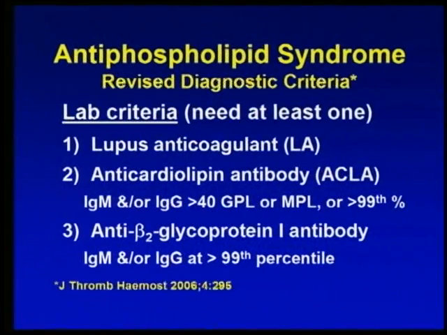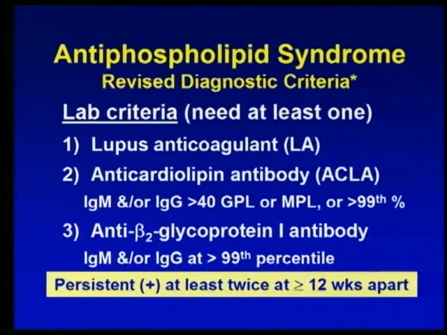The presence of a lupus anticoagulant and/or the presence of anticardiolipin antibody of either the IgM or IgG isotype at greater than 40 GPL or MPL units or greater than the 99th percentile of the normal range, or anti-beta 2 glycoprotein 1 antibody, again either the IgM or the IgG type at greater than 99th percentile. This last criterion, the anti-beta 2 glycoprotein 1, was not part of the original Sapporo criteria. This is one of the new ones.